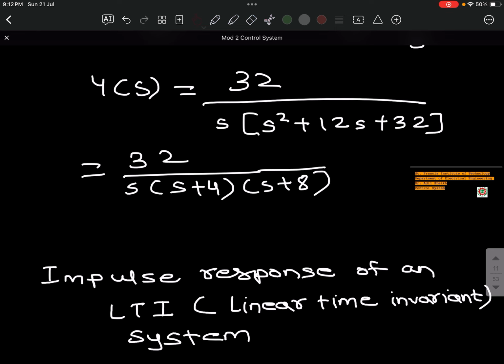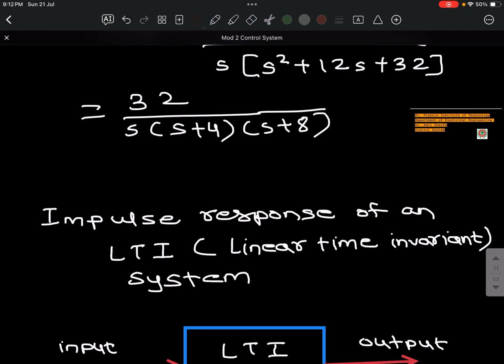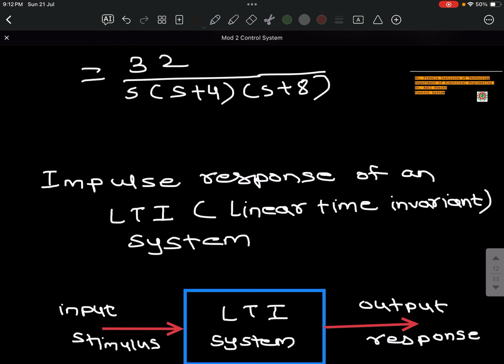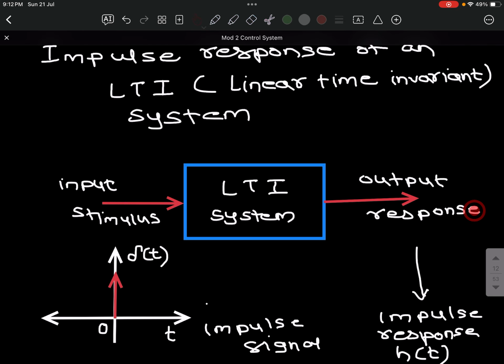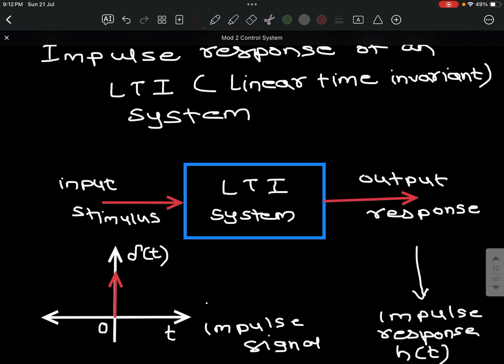Now what do you mean by impulse response of an LTI system? Whenever we have an LTI system, there will be an input, which is also known as stimulus, and there will be an output, which is also known as a response. So when we give an input signal which is specifically an impulse signal. Now what do you mean by impulse signal? The impulse signal is the signal where at 0 you will have a particular value, whereas there will be no value on the negative side or even the positive side. So this is known as an impulse signal.